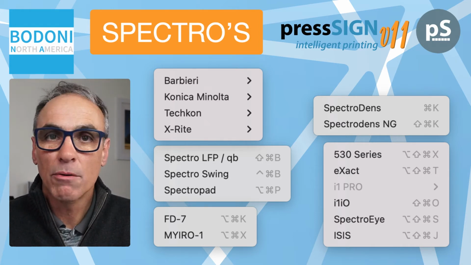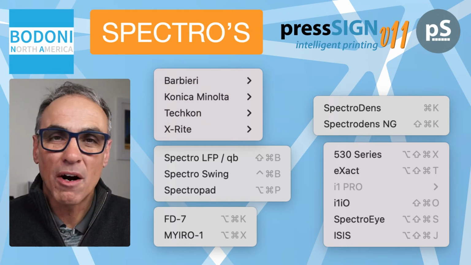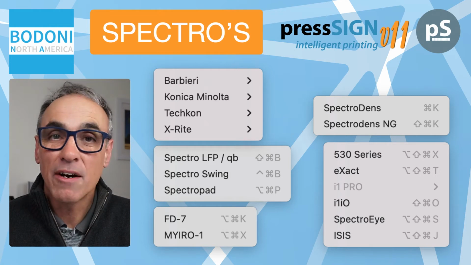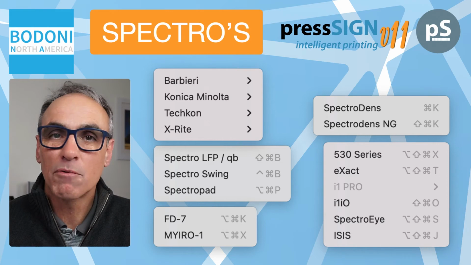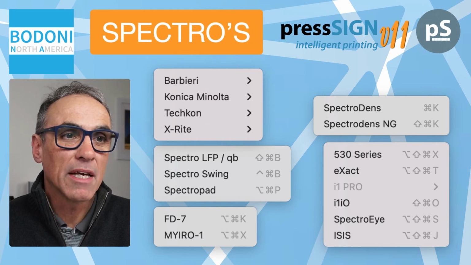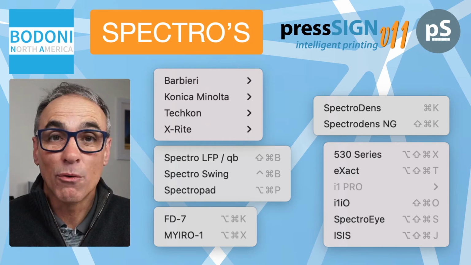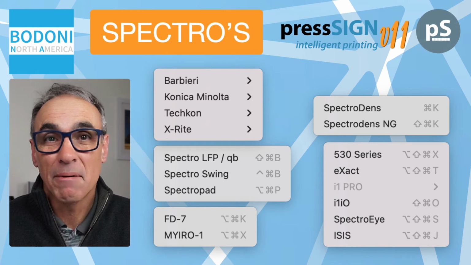The i1iO chart table, the old reliable Spectro I, if you've got one of those, and the iSis chart reader, all of those are supported by pressSIGN, in fact, all versions of pressSIGN. There we are.